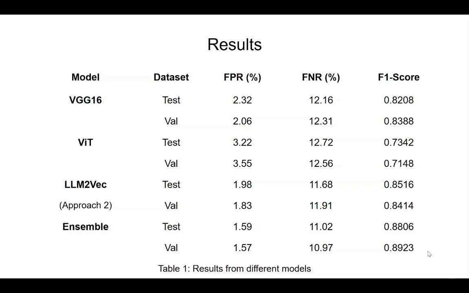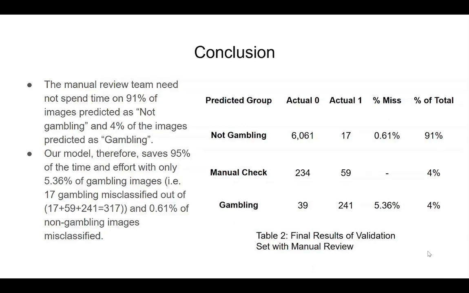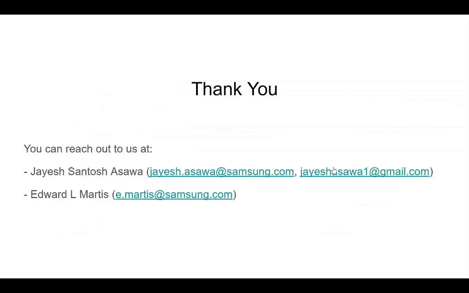So the conclusion was that we decided to still have 5% of the images go for manual review, on the cases where the models are not very sure based on the propensities. By classifying the results that way, around 95% of the time and effort can be saved. We would only have 5% of the gambling images misclassified as non-gambling and around 1% non-gambling misclassifications. Other details are in this slide.